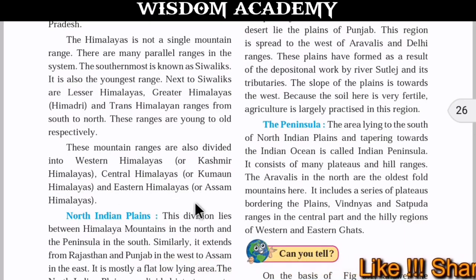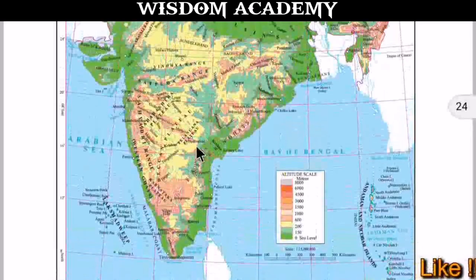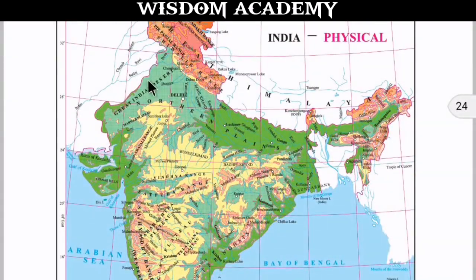Next is Northern Plain. The land lying between Himalayas and Plateau region or Peninsula region. Himalayas are in the north and Plateau region is in the south. The land in between is called Plains. Plains are also divided into different parts. So the plain that Ganga River made is called Ganga Plain.